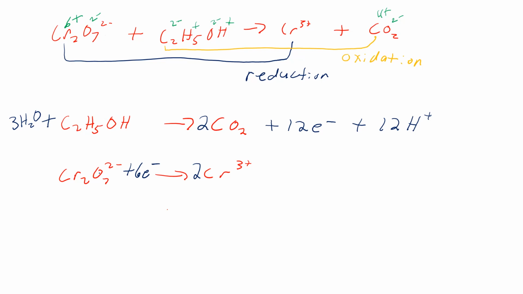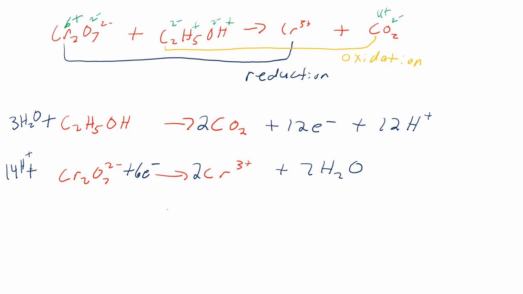We need to add some oxygens to our product side. We have 7 oxygens on the reactant side and none on the product side. So we have 7 waters that we're going to add to balance the oxygens. And now we have oxygen on our product side, but we need hydrogens on the reactant side. So 7 times 2 is 14. So that gives us plus 14H positive.